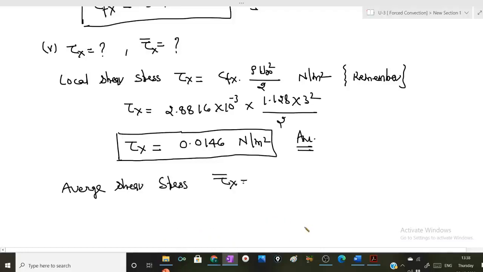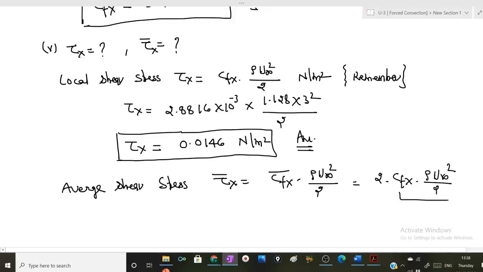Then average shear stress, tau x bar, is nothing but the average value of coefficient of friction into rho u infinity square. And CFX bar is nothing but twice of CFX, isn't it? Twice into CFX into rho u infinity square, and this value is nothing but tau x. So I can also say tau x bar is nothing but twice of local shear stress.